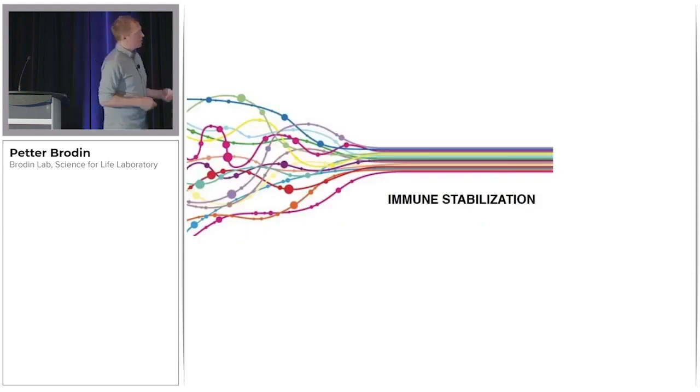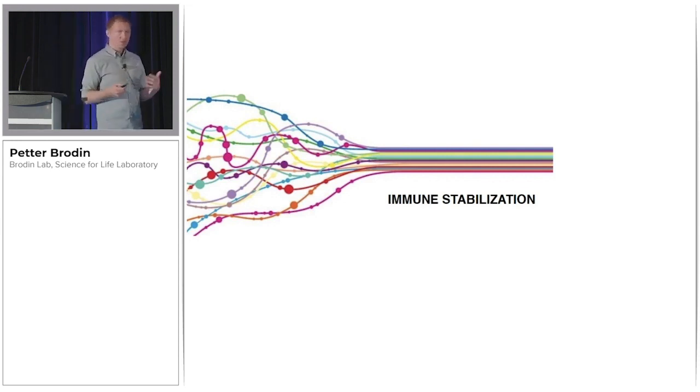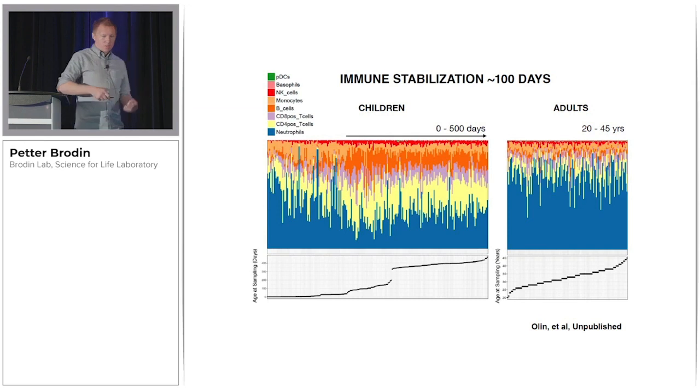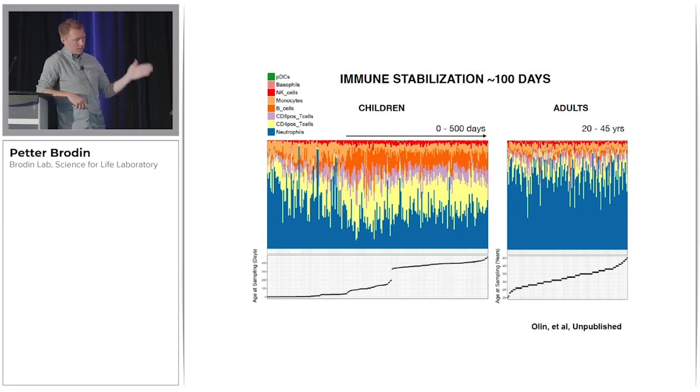Well, what we found is that when we follow them for a longer period, beyond 3 months, we start seeing something that we think represents stabilization. And so this is what it looks like. These are relative proportions of just a few cell populations. Each stacked bar is a sample. And I've removed the cord blood here. So these are all postnatal samples.